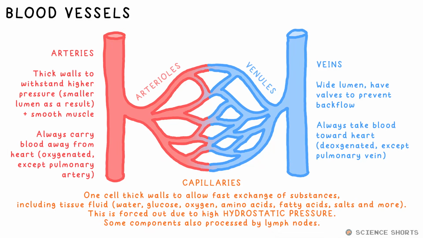Tissue fluid is what we call a liquid with dissolved gases and nutrients in, like carbon dioxide. The high hydrostatic pressure in the arteries forces these components out of the blood through the gaps in the walls of the capillaries into cells. Water also moves from tissue fluid to blood due to the difference in water potential. Some components of tissue fluid are processed by lymph nodes.